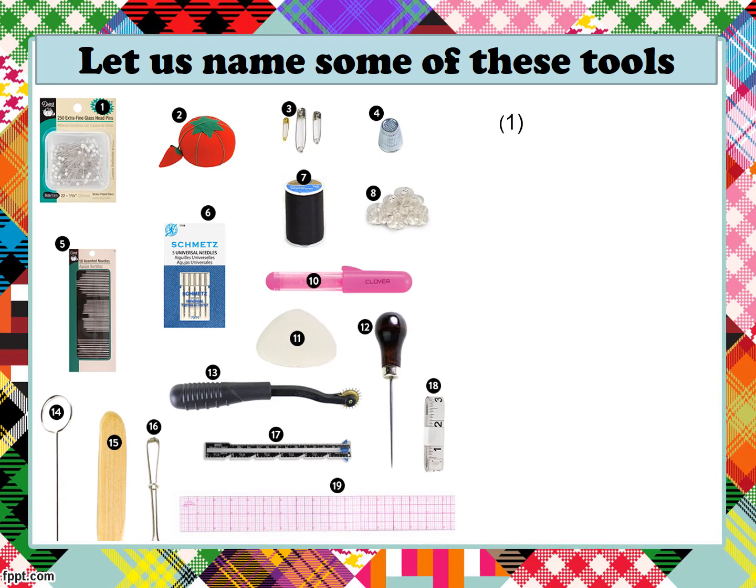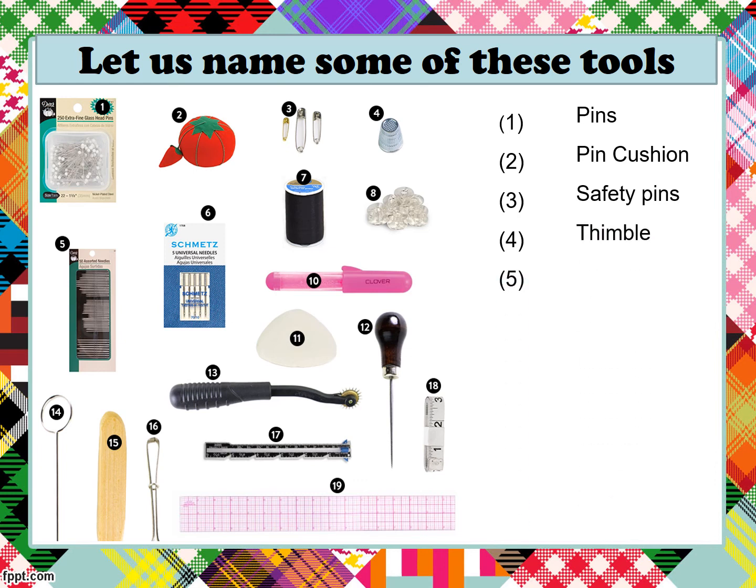Number 1. What's number 1, students? Yes, they are pins. Number 2. What's number 2? It's a pin cushion. What's number 3? Yes, they are some safety pins. What is number 4? It's a thimble. And we look at number 5. What are number 5? Yes, they are needles.